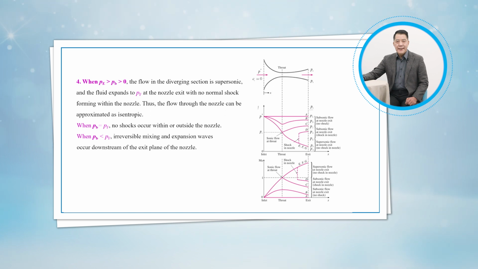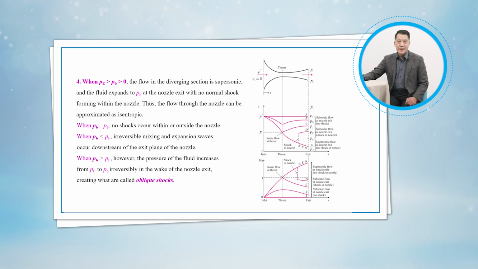When PB is less than PF, irreversible mixing and expansion waves occur downstream of the exit plane of the nozzle. When PB is larger than PF, however, the pressure of the fluid increases from PF to PB irreversibly in the wake of the nozzle exit, creating what are called oblique shocks.